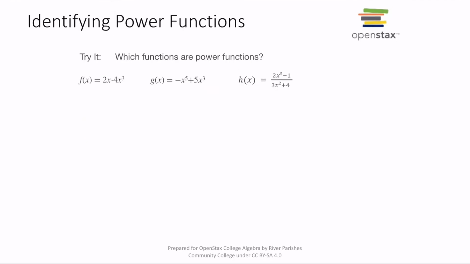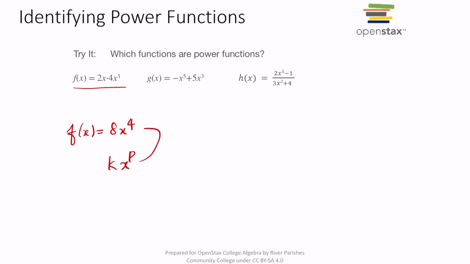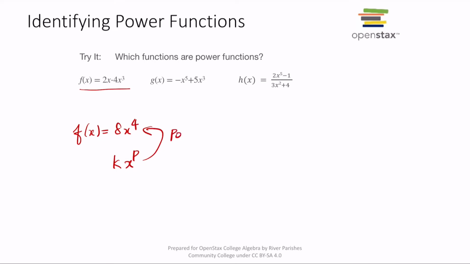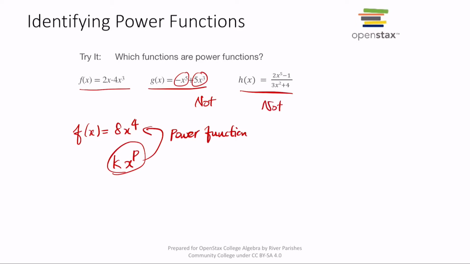Here they have given us a problem to identify which functions are power functions. Let's take the first example. If you further simplify the first example, it becomes 8x^4. Notice that it is in the form kx to the power p, which means this is an example of a power function. The second one has two separate parts that are dividing each other, and there is no way of writing it in the form kx^p, so this is not a power function.